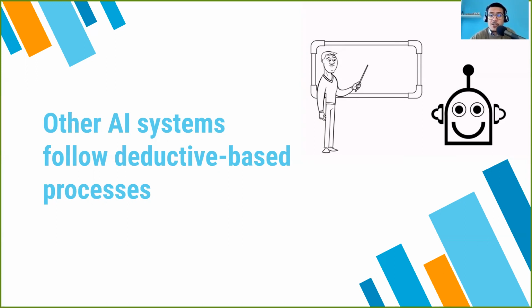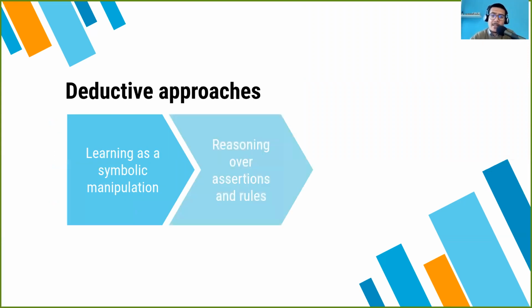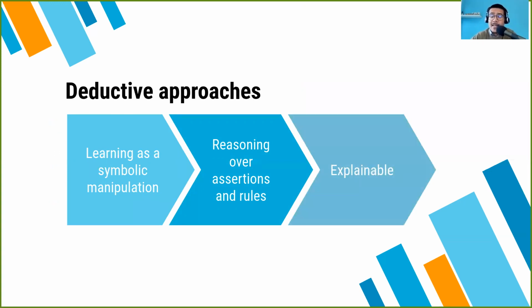Compared to the inductive approaches based on deep neural networks, in this case the learning process is the result of symbolic manipulations. It exploits reasoning over assertions and rules, so we can learn directly and infer new edges, for instance, based on the existing rules that describe my domain. And in general, it is completely explainable. So we are able to interpret the result of deductive approaches and go back to the origin, and understand why this is the result of the learning process.